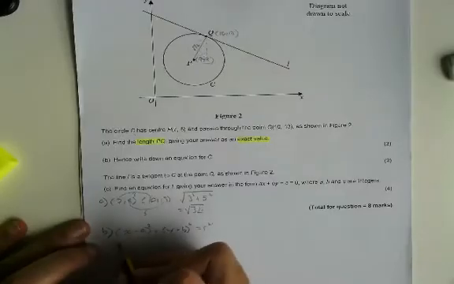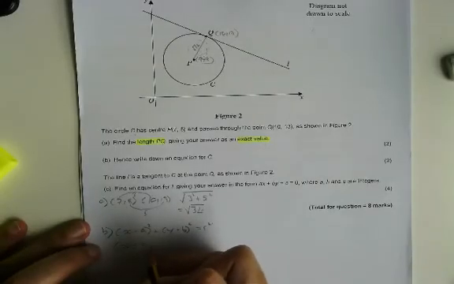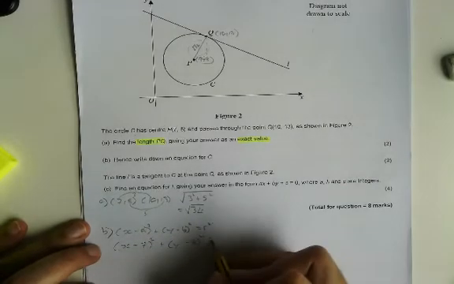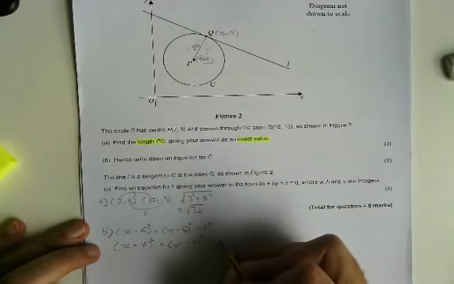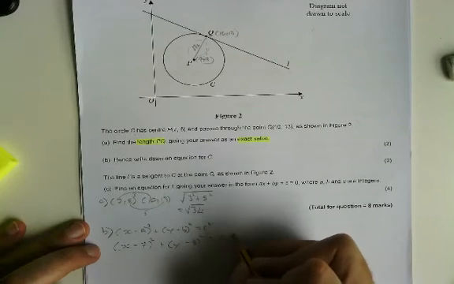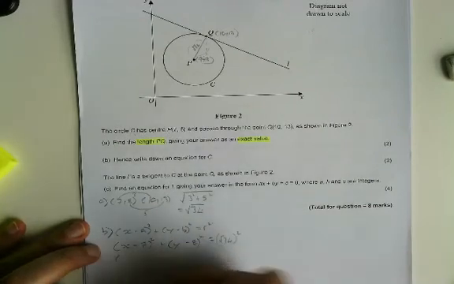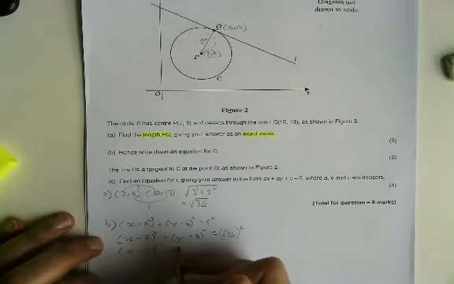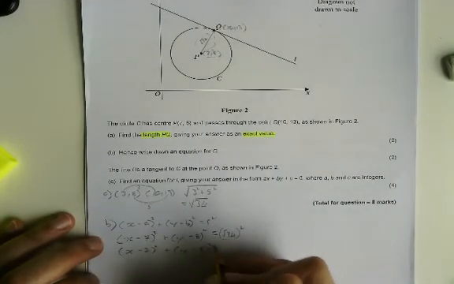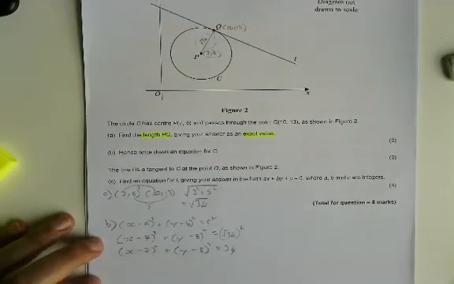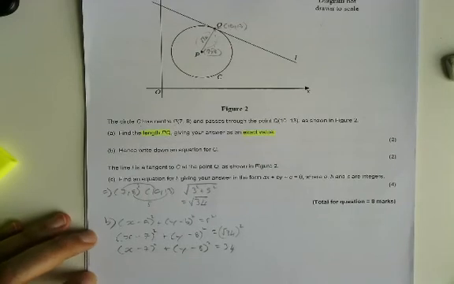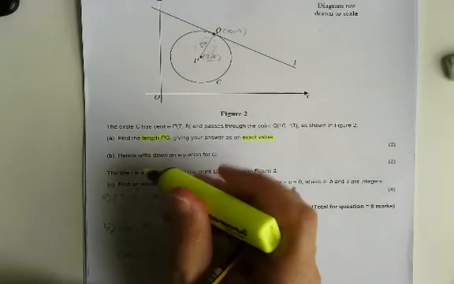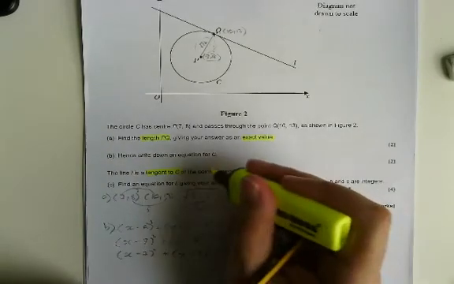So my answer is going to be (x minus 7) all squared plus (y minus 8) all squared equals root 34 all squared. Which we can tidy up: (x minus 7) all squared plus (y minus 8) all squared equals 34. I'm done.